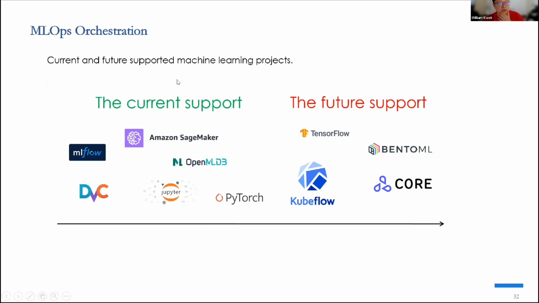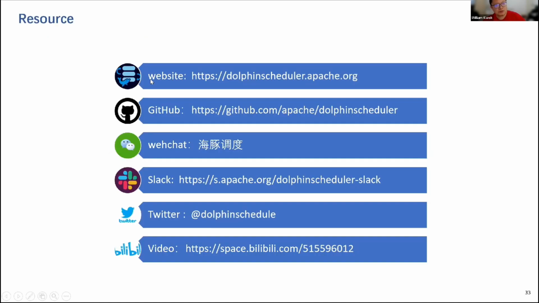For PyTorch, we support migrating the machine learning project to DolphinScheduler and running Git-based machine learning projects, and also running TensorFlow and other machine learning projects. So now we currently support MLflow, Amazon SageMaker, OpenMLDB, DVC, Jupyter, and PyTorch. And in the future, we will support TensorFlow, BentoML, Kubeflow, and Cortex. So if you're interested, you can join our Slack channel to discuss the future of it.